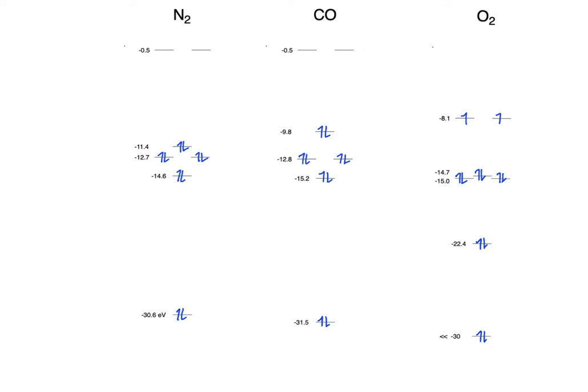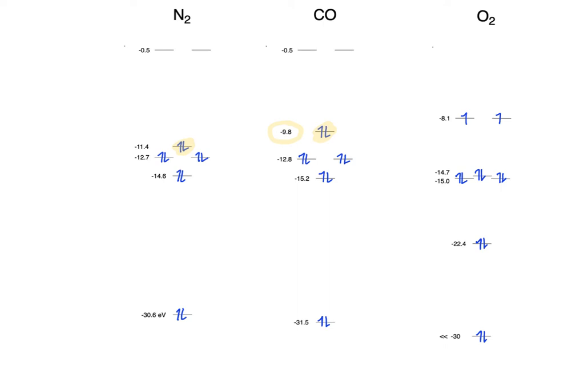If we compare the highest occupied molecular orbitals for nitrogen and carbon monoxide, you will see that carbon monoxide has a higher energy HOMO, therefore it will be more reactive with electrophiles. It will be more likely to donate electrons to an empty orbital.